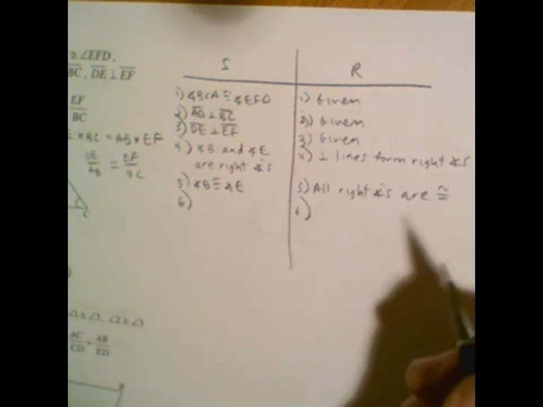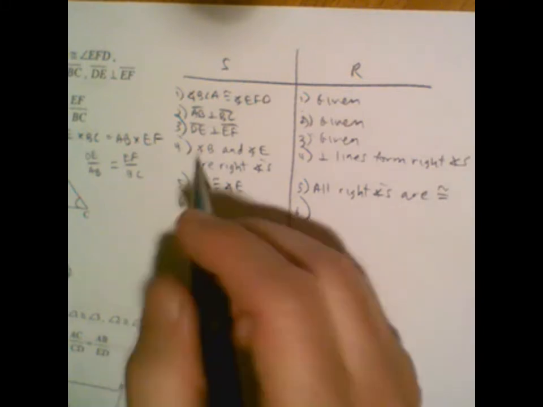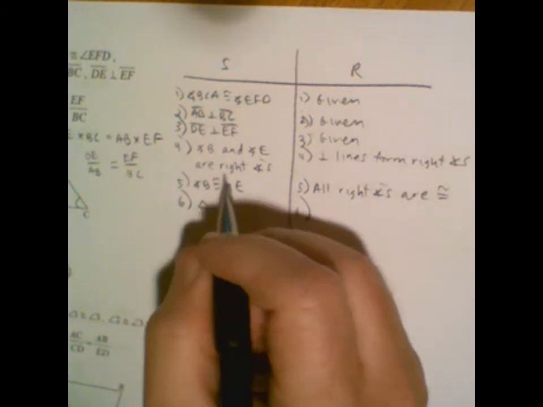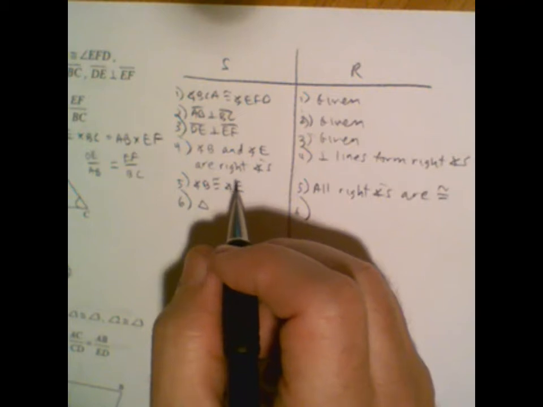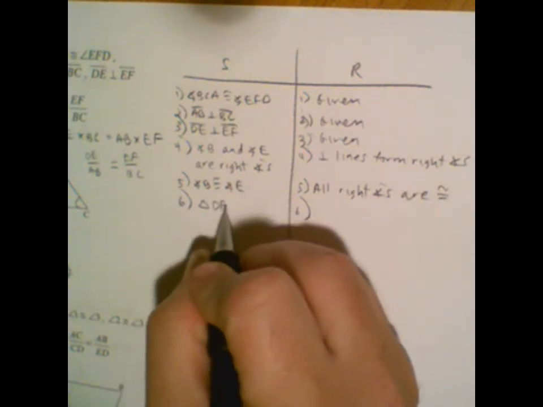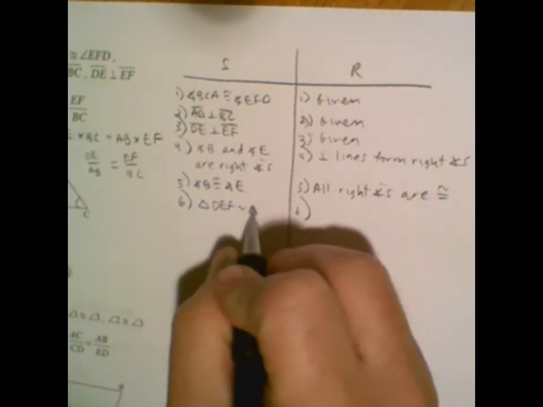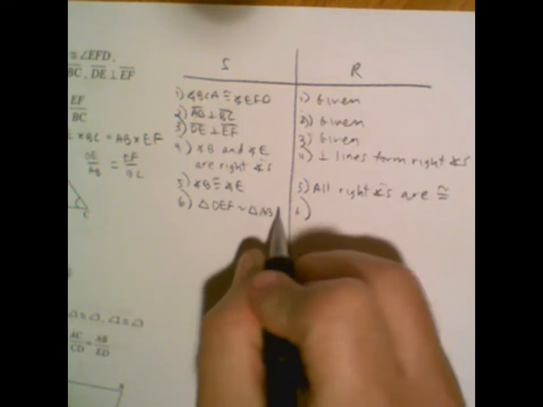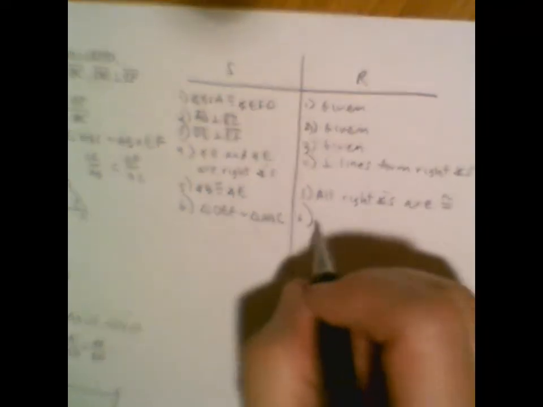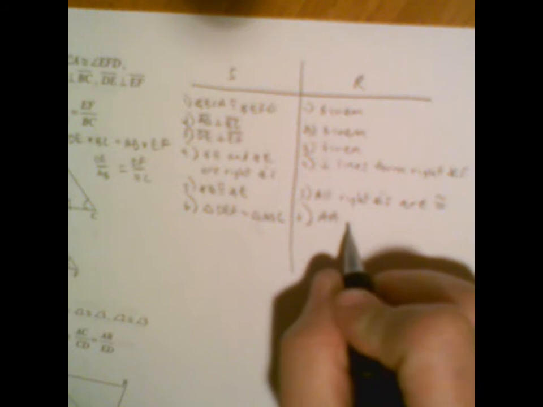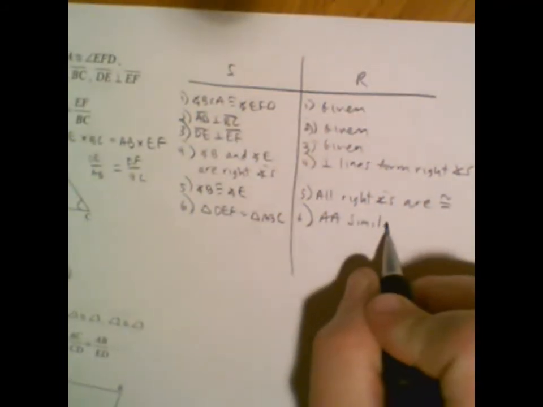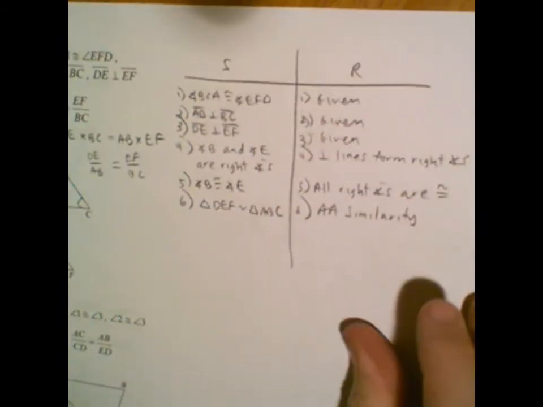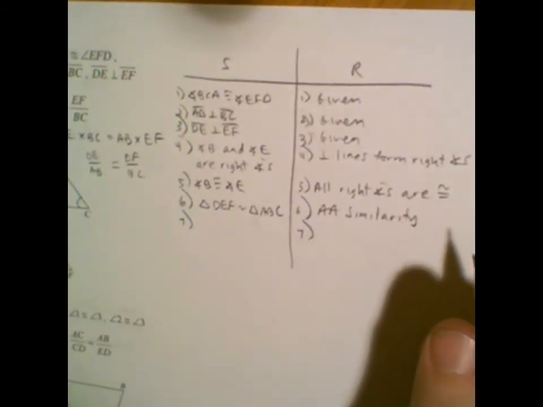Now I have two angles of one congruent to two angles of another. So I can say that triangle DEF is similar to triangle ABC because of angle-angle similarity. Okay, now two more steps.